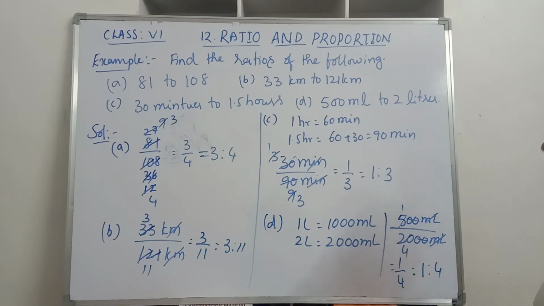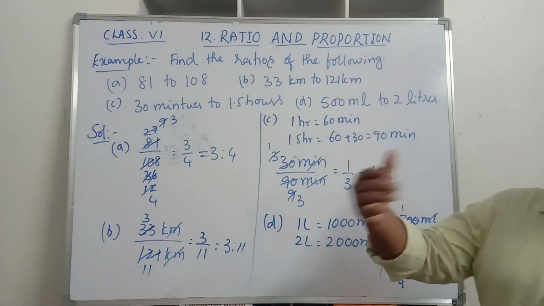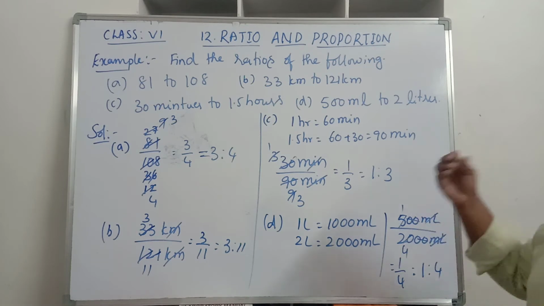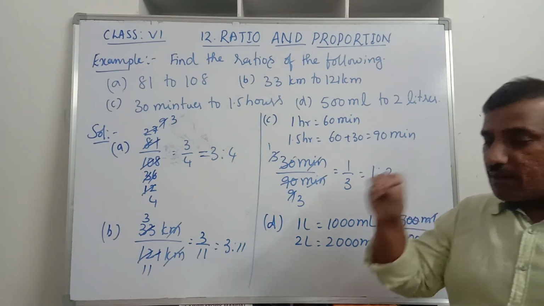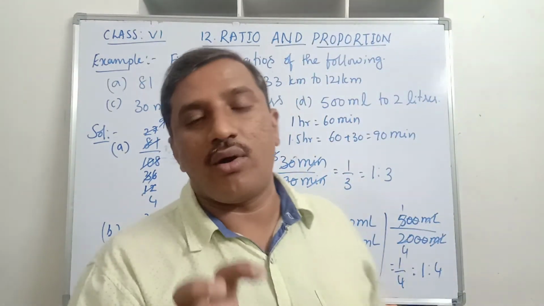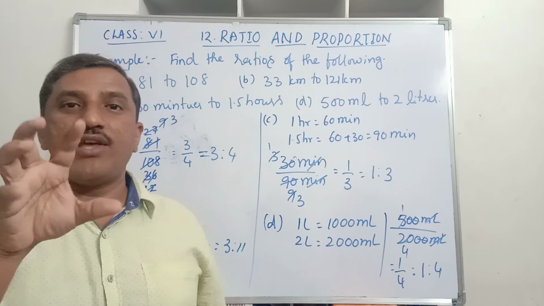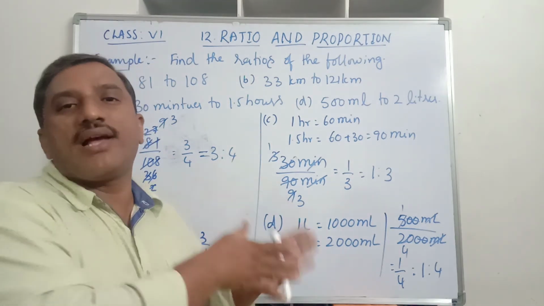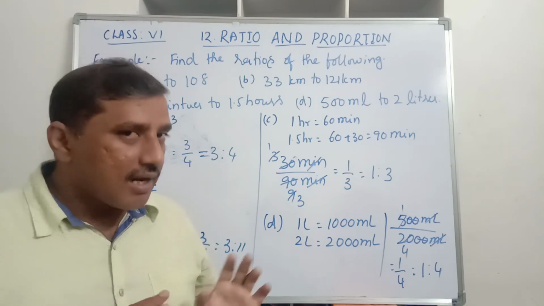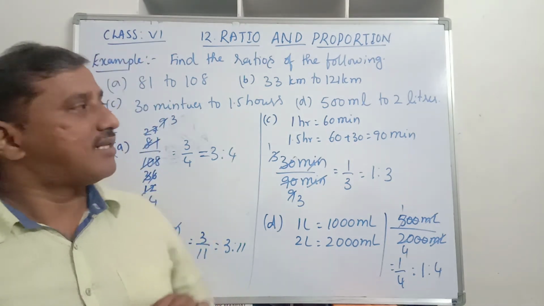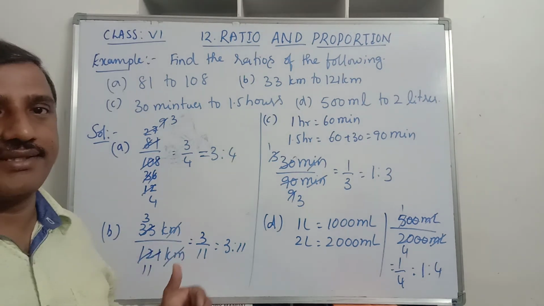If you don't convert to the same units, we'll get a different ratio. That is wrong. So remember that both should represent the same quantity, a similar quantity, and their units should also be the same. If the units are not the same, we should convert them to the same kind of units. Clear? By using the conversions, like this, we'll find the ratios. Is it clear, children? Yes.